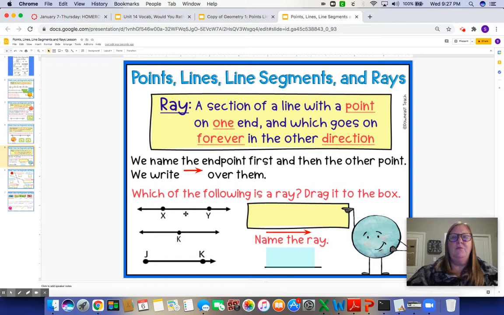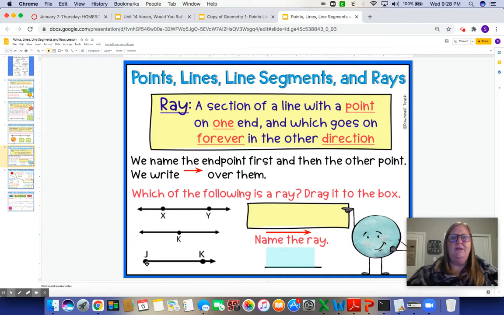So it has a point on one end, and then it has a line that goes on forever on the other side. So we know that this first one has 2 points on it, and it has arrows on both ends. So that would be a line that goes on forever in both directions. So we know that that's a line. We also know that this next one would also be a line, but it only has 1 point on it.